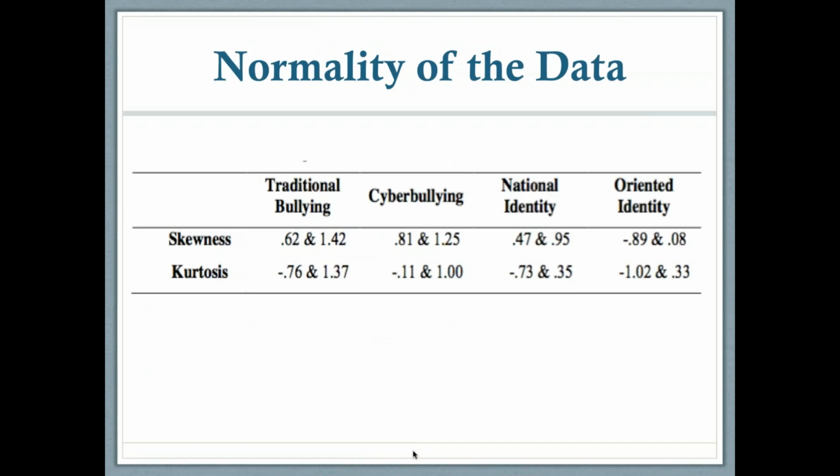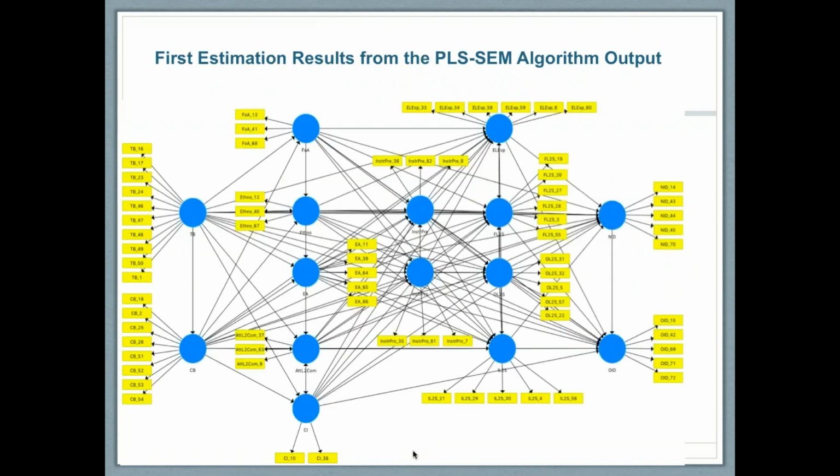And the normality of the data was fine. When we look at the skewness and kurtosis values, it was within the range of plus and minus 1. And I know this looks complicated, but it's not really complicated when you think about structural equation modeling. So when I first created this model, considering all of the items in the survey, I had 15 different variables, and this was the first estimation result from partial least squares structural equation modeling. And this is the algorithm output.